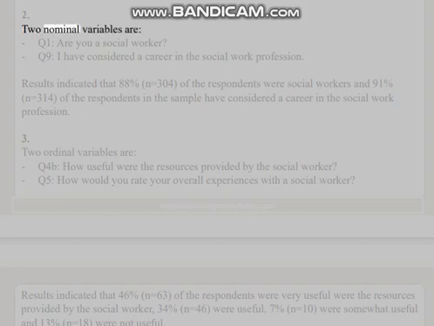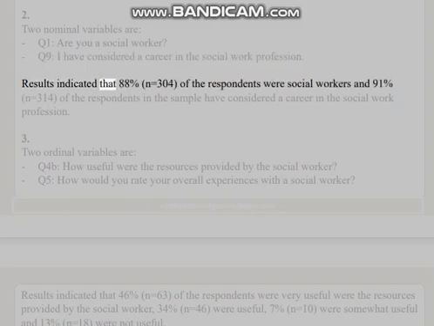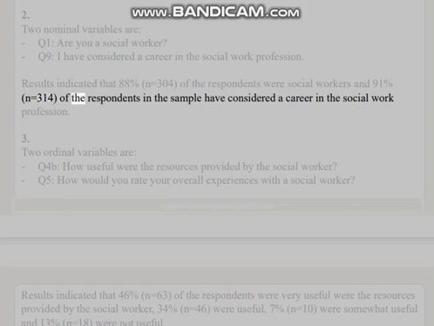2. Two nominal variables are Q1, are you a social worker? And Q9, I have considered a career in the social work profession. Results indicated that 88%, N equals 304, of the respondents were social workers and 91%, N equals 314, of the respondents in the sample have considered a career in the social work profession.